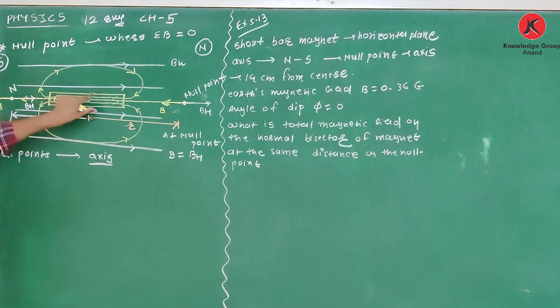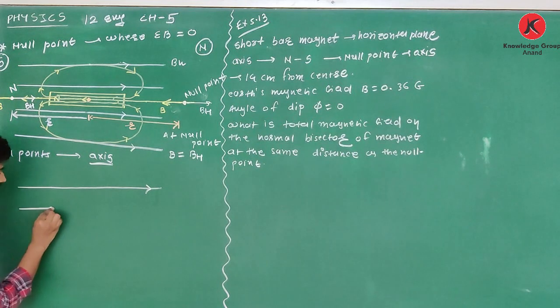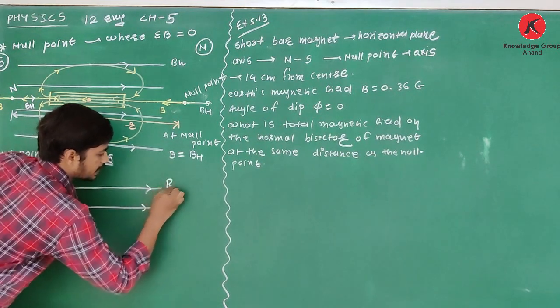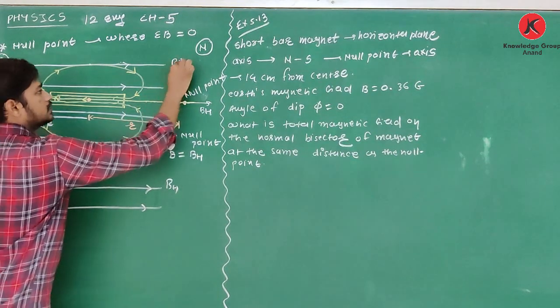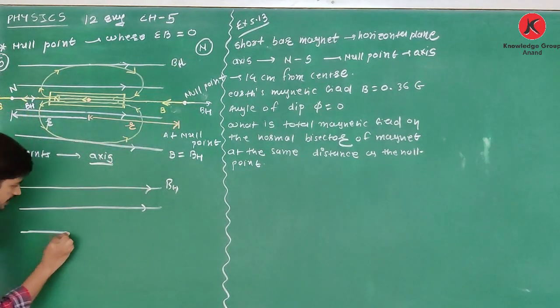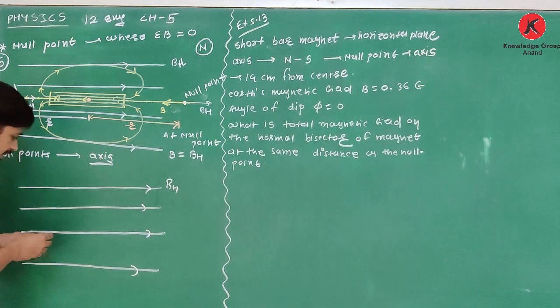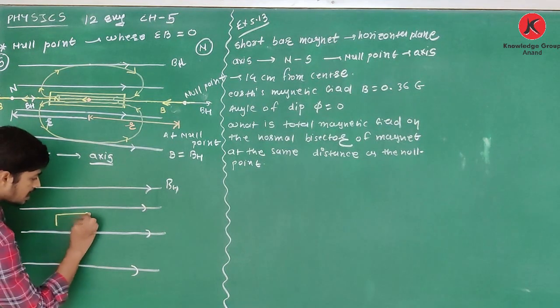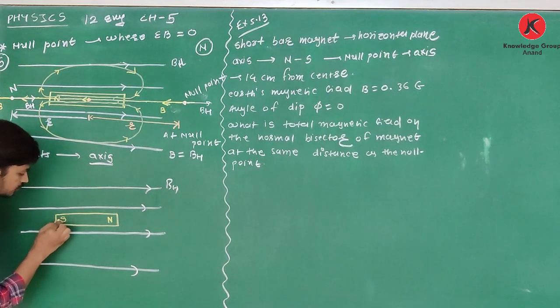Now, if I rotate this magnet by 180 degrees, you see, Earth's magnetic field is in the same direction. BH is in this direction. Yes or no? Now if I am rotating the magnet by 180 degrees, it means the North Pole will become South Pole and the South Pole will become North Pole.